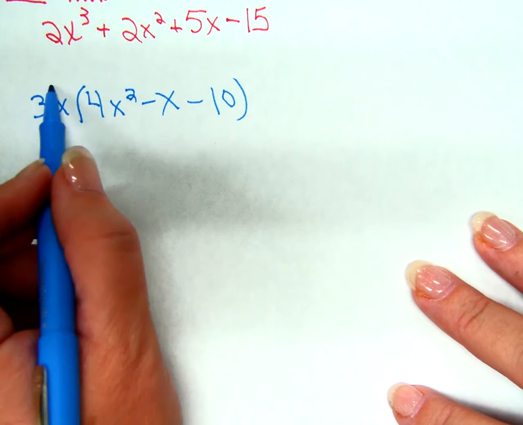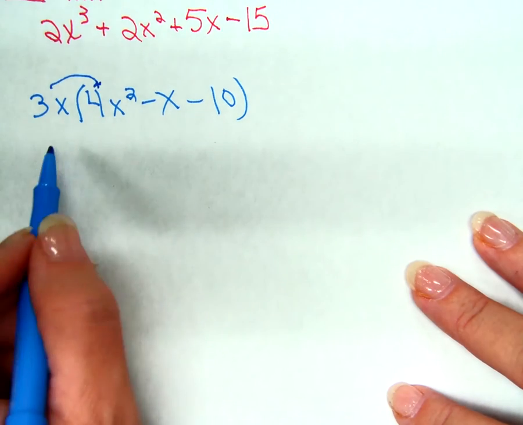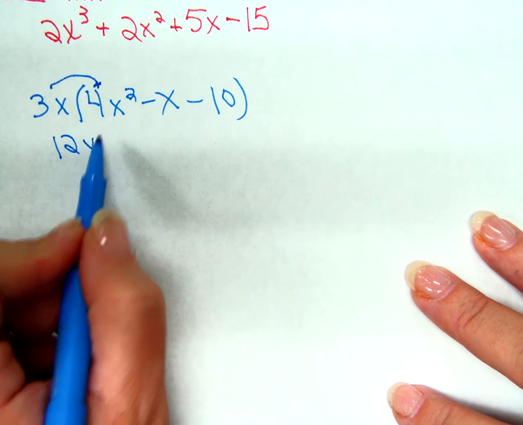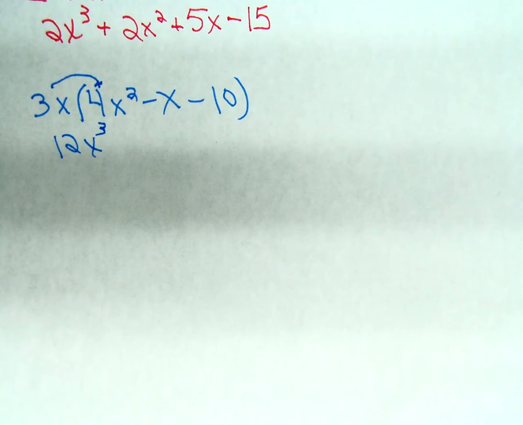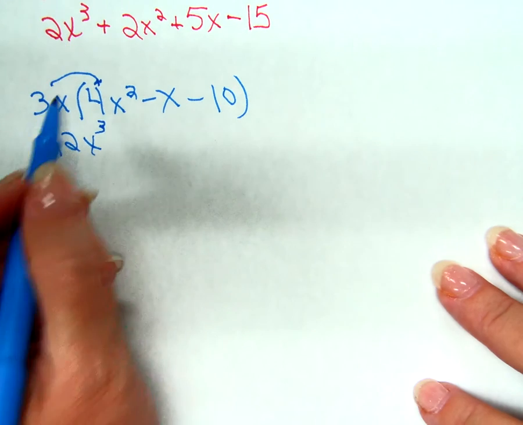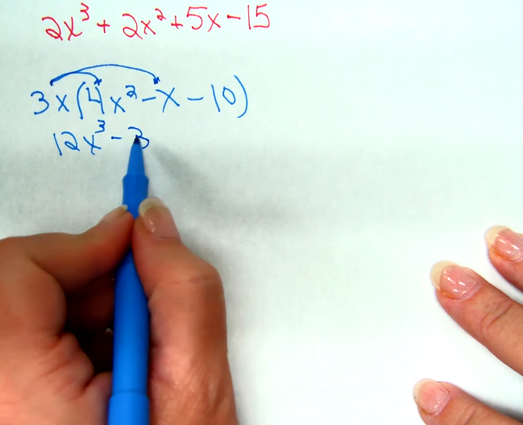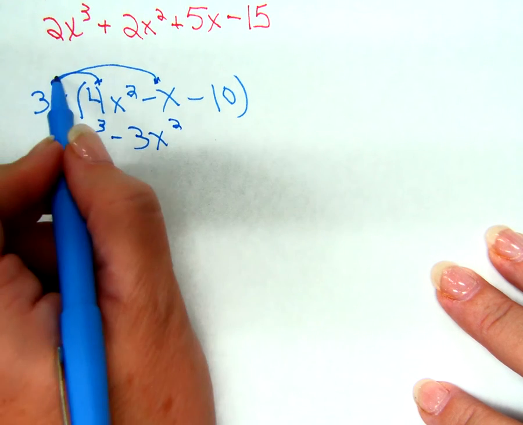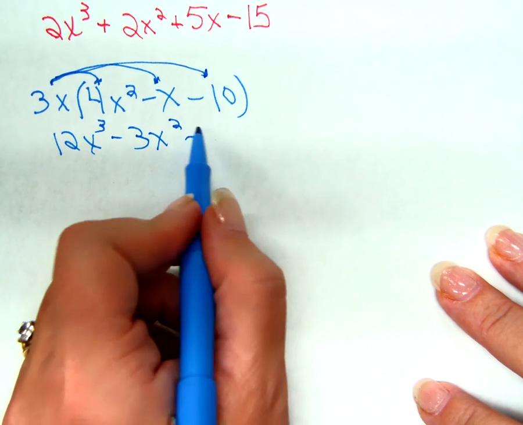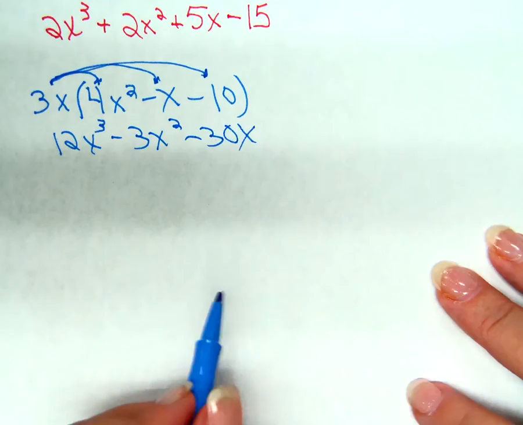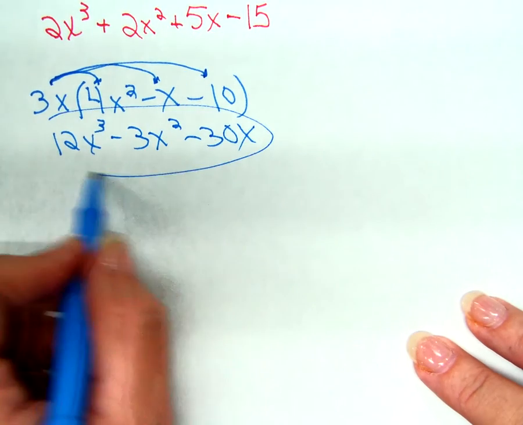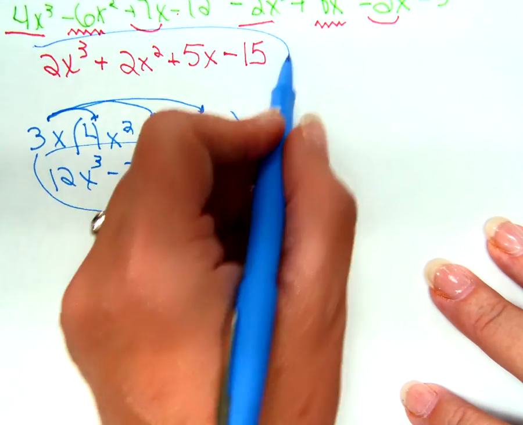So what do I get when I distribute that? 12x to the third. Why did you get x to the third? Because when we multiply like bases, what do we do with the exponents? Add them. Okay? What do we get when we distribute that? Negative 3x squared. And what do we get when we distribute this? Negative 30x. And guess what that is? The answer. I forgot to circle the answer up here, sorry. That's the answer.